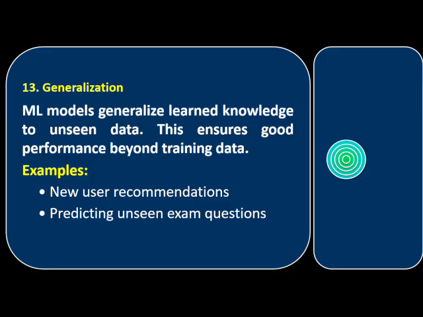So, generalization is the ability to perform well on new and unseen data. A good machine learning model does not memorize, it understands patterns. For example, recommending products to new users, predicting exam questions not seen during training. Generalization is the true test of machine learning intelligence.